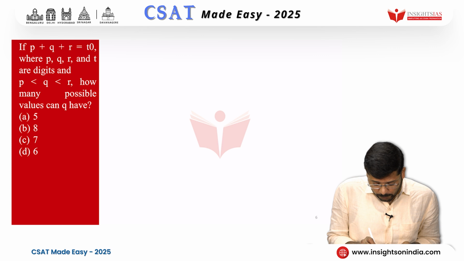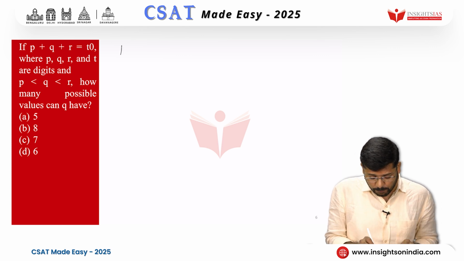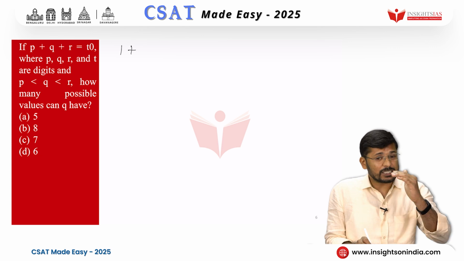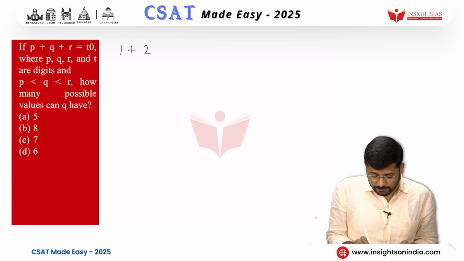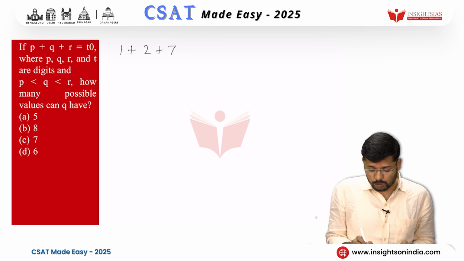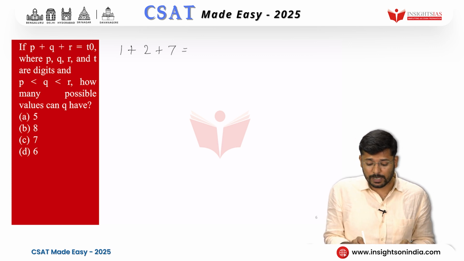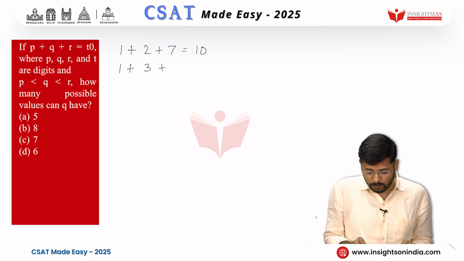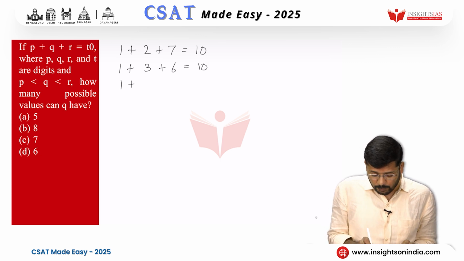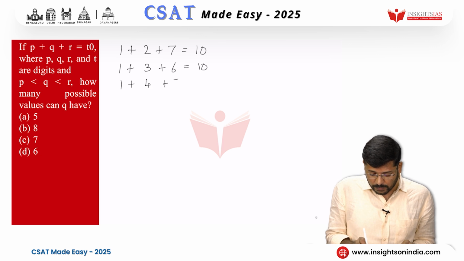Now let us see if P is 1, then the least value that Q can take is 2. It cannot be 1 because P is less than Q. Then if we have 1 plus 2 here, R has to be 7 to make up 10. Done. Let us try other combinations. 1 plus 3, then R would be 6 because 1 plus 3 is 4, plus 6 would be 10. Then we shall see 1 plus 4. 1 plus 4 would make up 5.